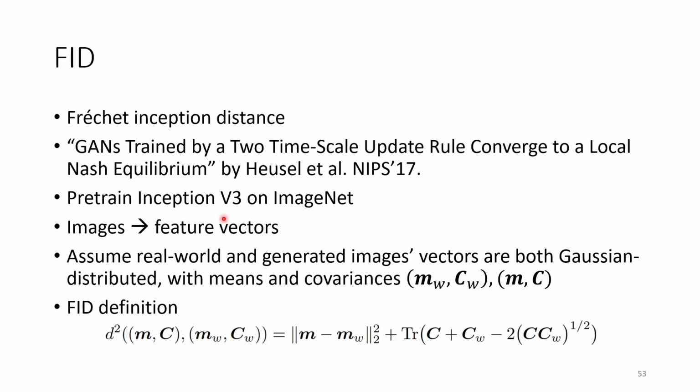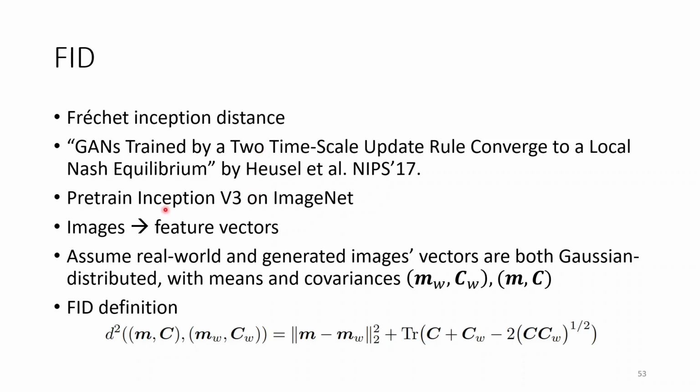Okay. We know FID and LPIPS metrics were used in StyleGAN V2, but what's the definition of LPIPS and FID? So the full name of FID is Fréchet Inception Distance. Okay, it was proposed by a paper, GANs Trained by a Two Time-Scale Update Rule, published in NIPS 17.